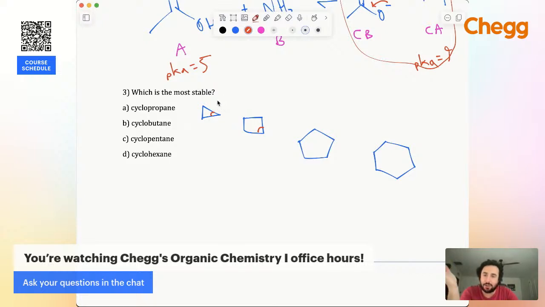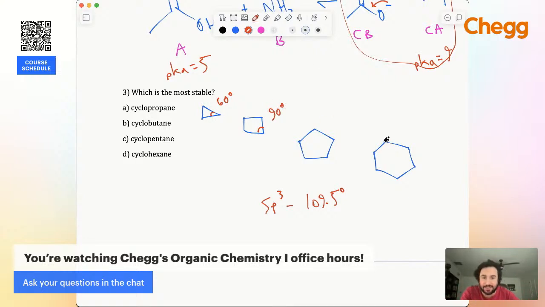We know that an equilateral triangle like this has 60-degree bond angles. A square has 90-degree bond angles, right? We know that these are all supposed to be sp3 carbons. These are all fully saturated molecules, there's no double bonds. They're supposed to be all sp3 hybridized carbons, and they all have 2 hydrogens on them. So they want to have 109.5 degree bond angles. That is the desired geometry around an sp3 center.